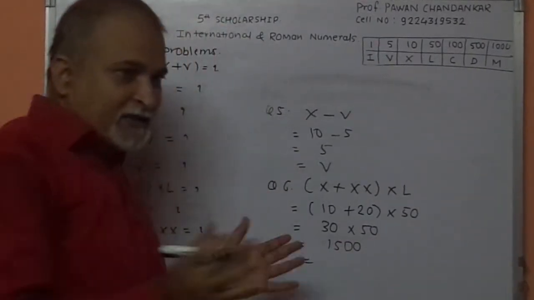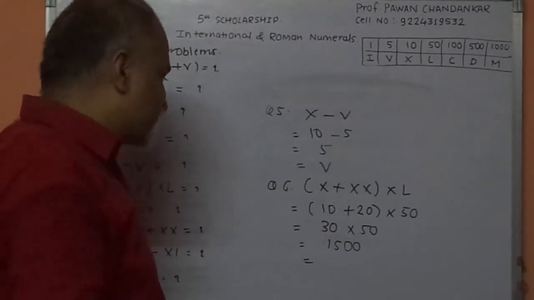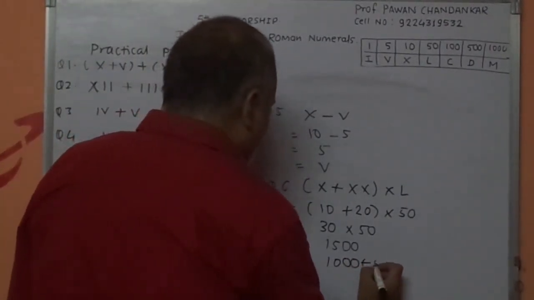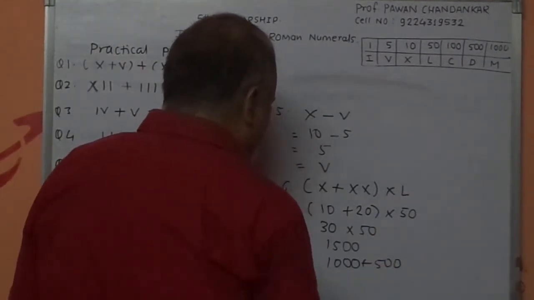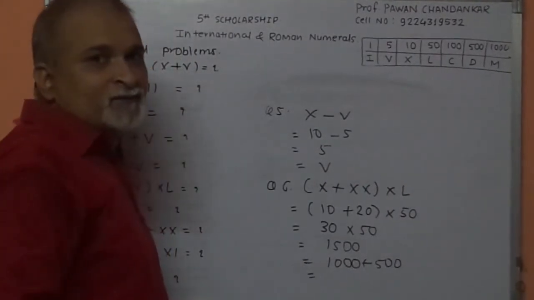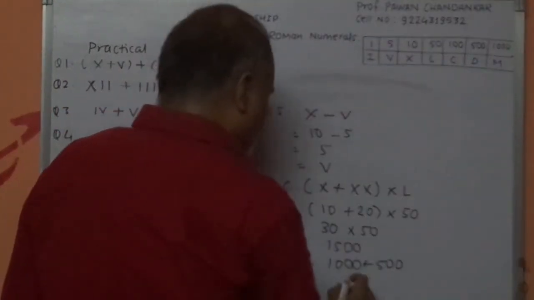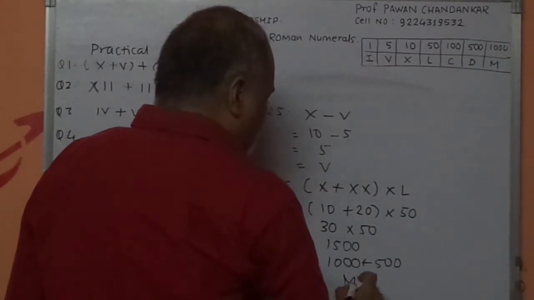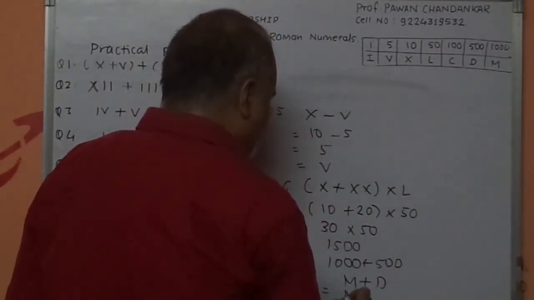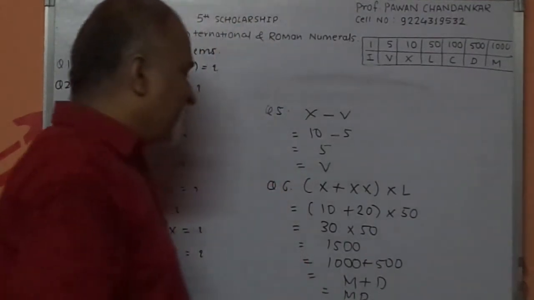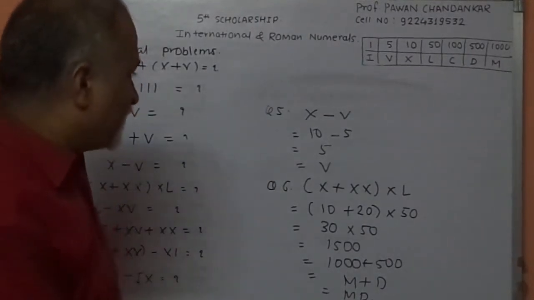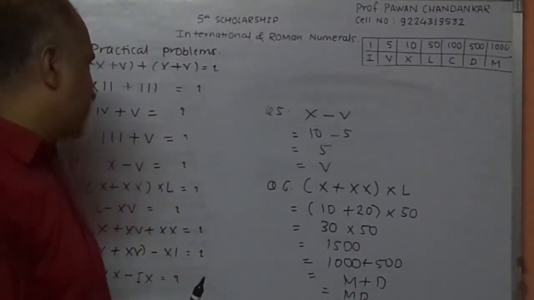1500 means, let us break it. Let us make the group of this 1500. 1500 means what? 1000 plus 500. Right, students? Now for 1000, which letter we have written? Yes, it is M. So write M plus 500 means what? D. So M plus D, our answer is MD. What is our answer, students? MD. Understood this? This is how we have to solve this particular question.